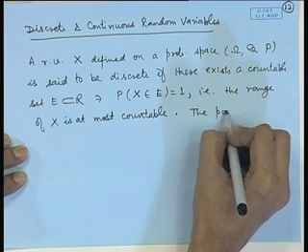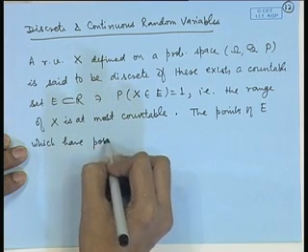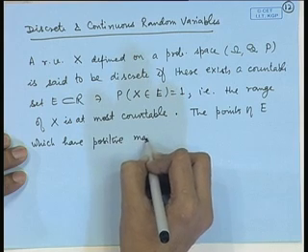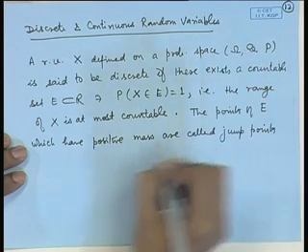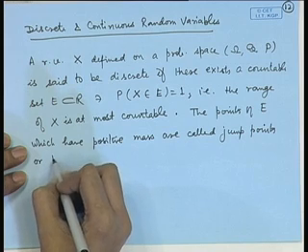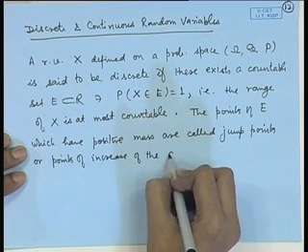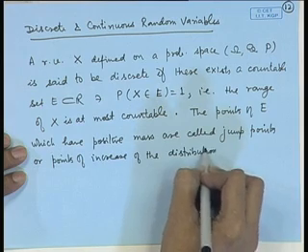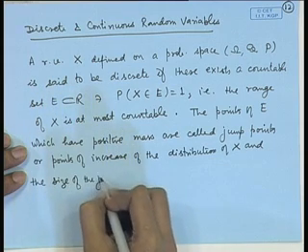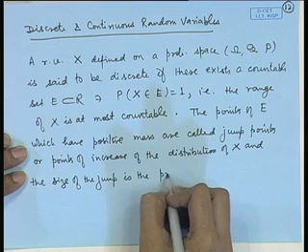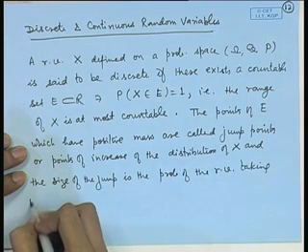The points of E which have positive mass are called jump points, or points of increase of the distribution of X, and the size of the jump is the probability of the random variable taking that point.